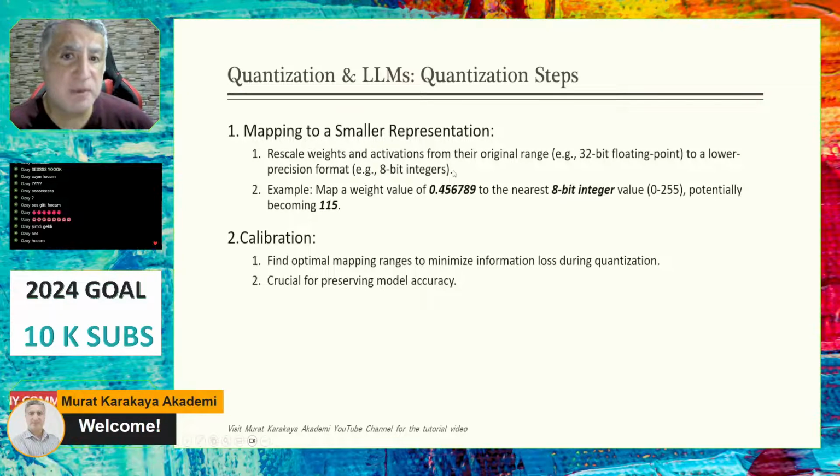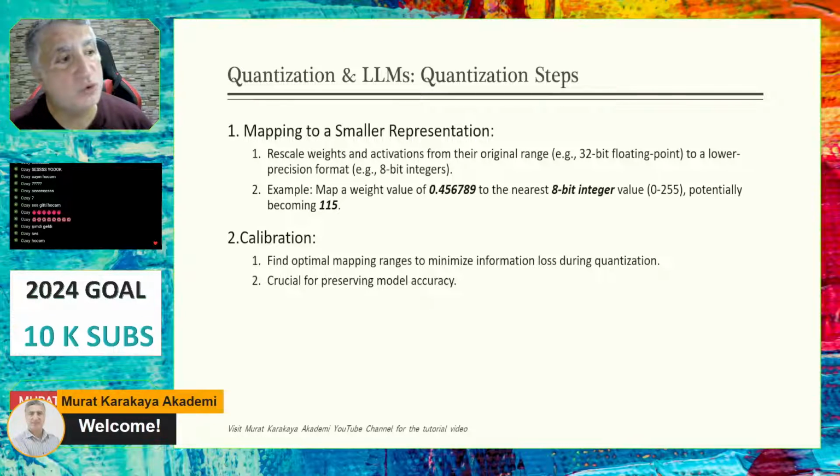So how is it possible? For example, during training you can use 32-bit floating point for your weights, but after that, in quantization, you can change these numbers to 8-bit integers. For example, a weight value of 0.456789 can be converted to the nearest 8-bit integer between 0 and 255, potentially becoming 115.